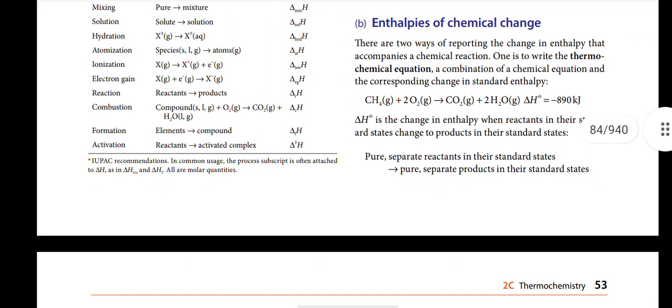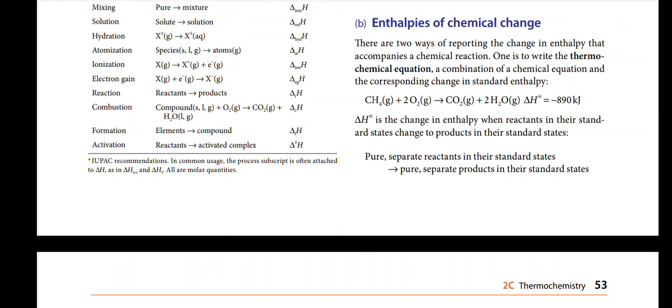Enthalpies of chemical change. There are two ways of reporting the change in enthalpy that accompanies a chemical reaction. One is to write the thermochemical equation, a combination of a chemical equation and the corresponding change in standard enthalpy. CH4 gas plus 2O2 gas changes into CO2 gas plus 2H2O gas, and the standard enthalpy change is minus 890 kilojoule.